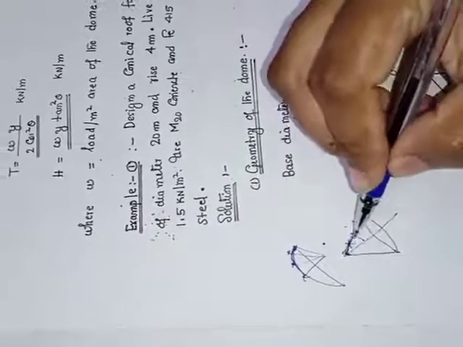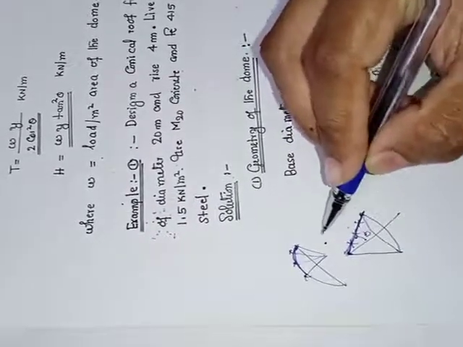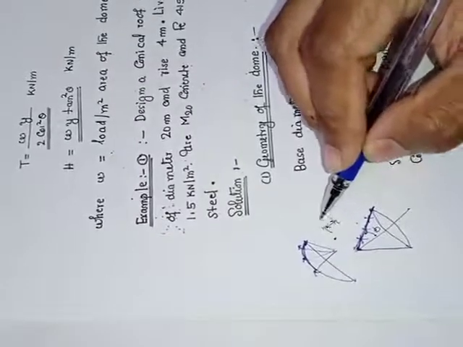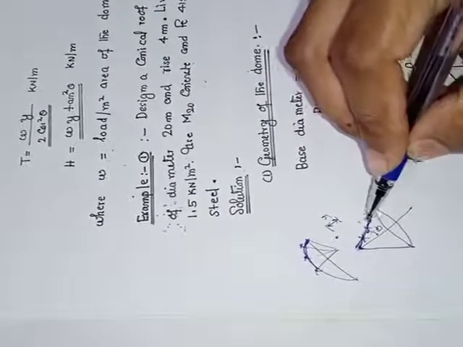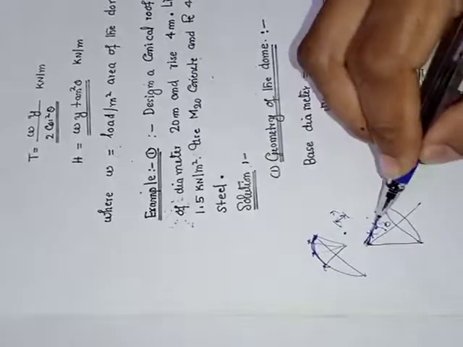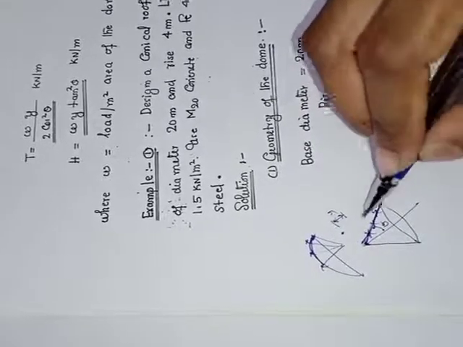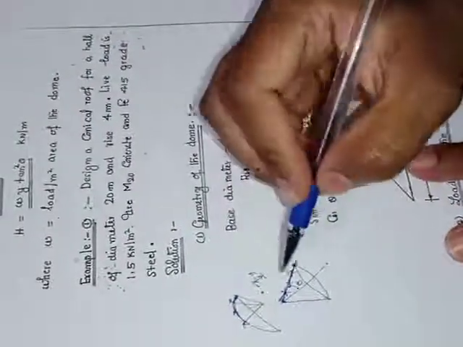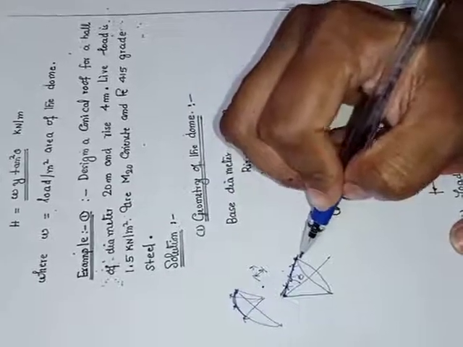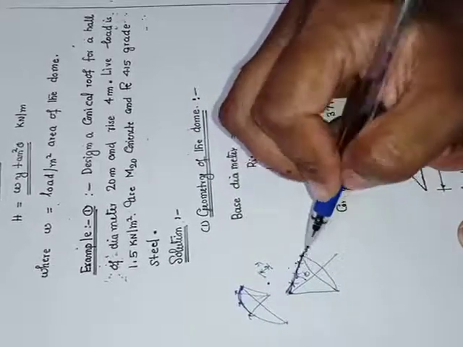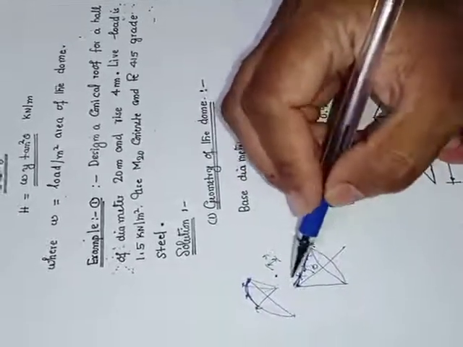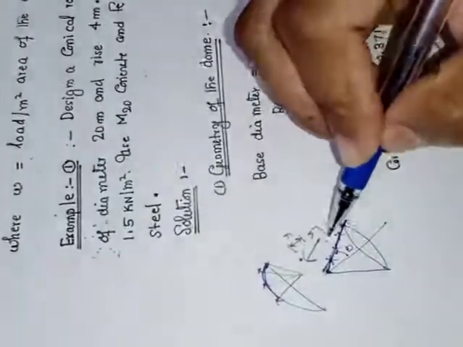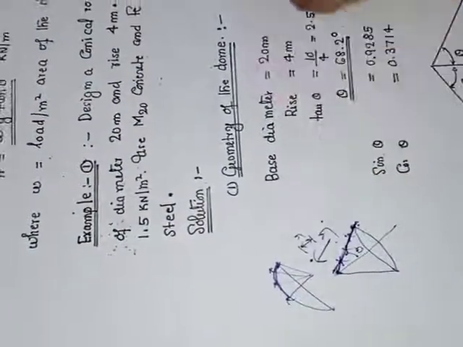If this is theta, the variation will be with respect to y. That is, if this is y1, we will find out at y1, y2, y3, y4 at different heights. The hoop stress and meridional thrust will be varying with respect to y direction. If I am considering this as the y axis, it will be varying with respect to y.